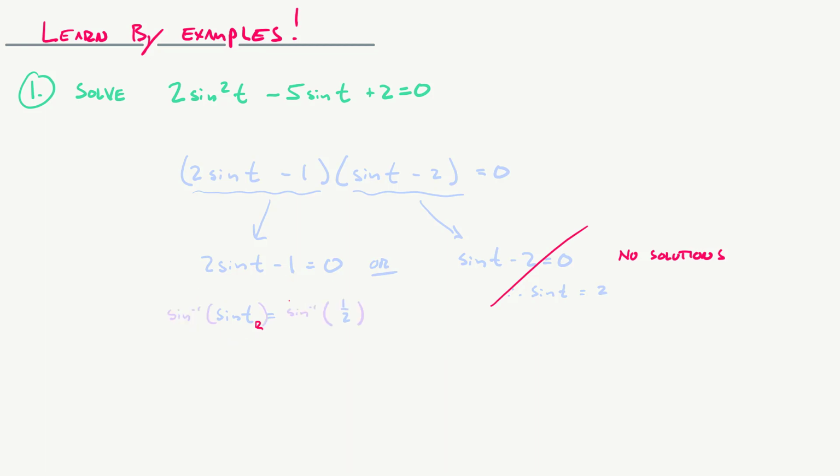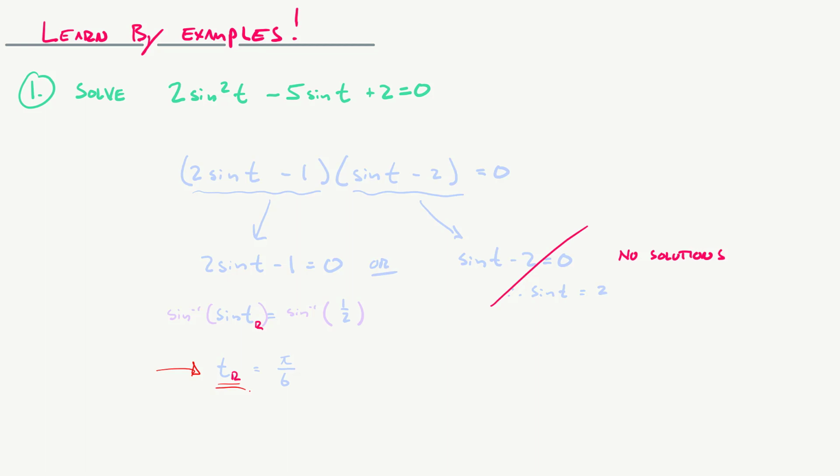Taking the sine inverse, taking the arc sine of both sides, is going to yield that the reference angle is pi over 6. And at this point, this is where I'd like to stress why I'm using a reference angle. If you just said t is equal to pi over 6, we're not done with this problem. There's still quite a bit to unpack here.